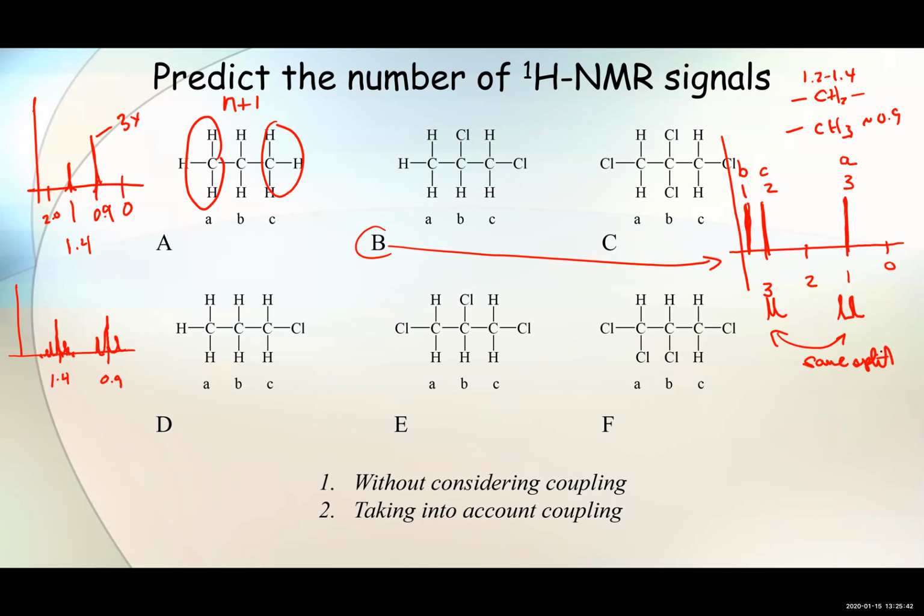And then what does B look like? Sorry, B. B? 2, so 3. 1, 2, 3, 4, 5, 6. 6, yeah? So it'll look like 6. Okay. And so it'll look like this.